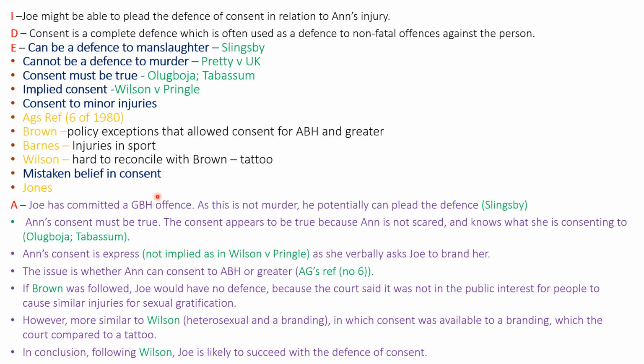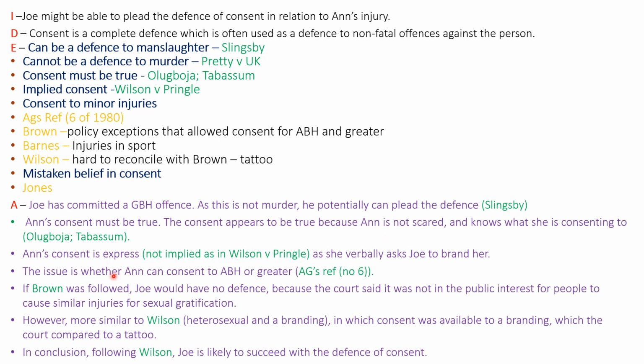So once you've explained the law on consent, you need to apply it back to the scenario, and we've just already started talking about that in terms of Wilson, but let's look at what I've written here. So firstly, Jo has committed GBH potentially, so it's not murder, so he can potentially plead the defence. Anne's consent must be true. It does appear to be true in Anne's case because she doesn't seem to be scared. She seems to know what she's consenting to, so that seems okay. Anne's consent is express, it's not implied consent. She's asking Jo to brand her, as in the case of Wilson.